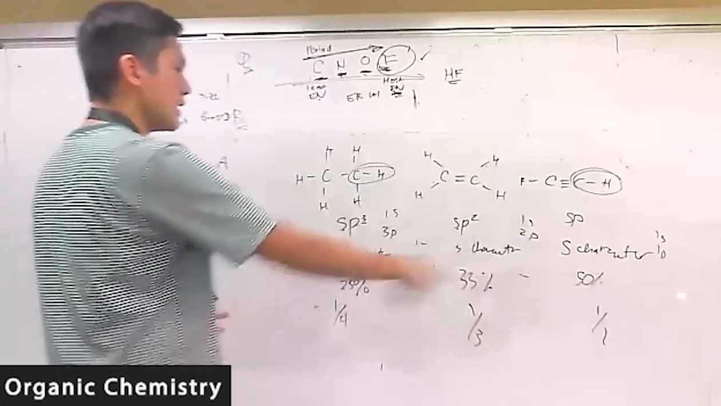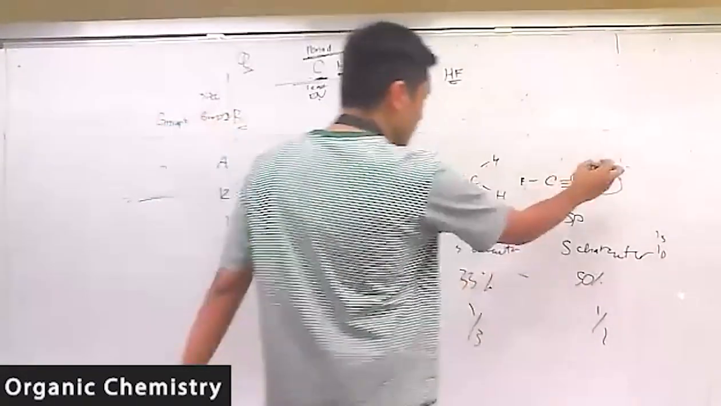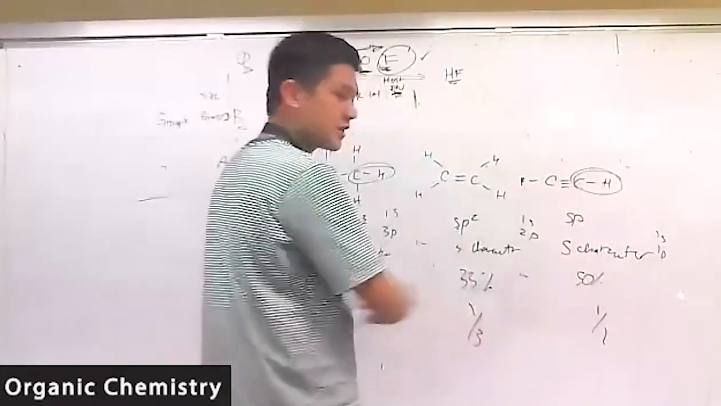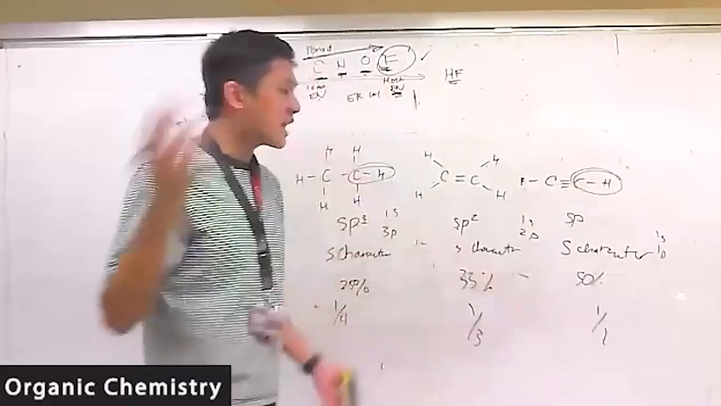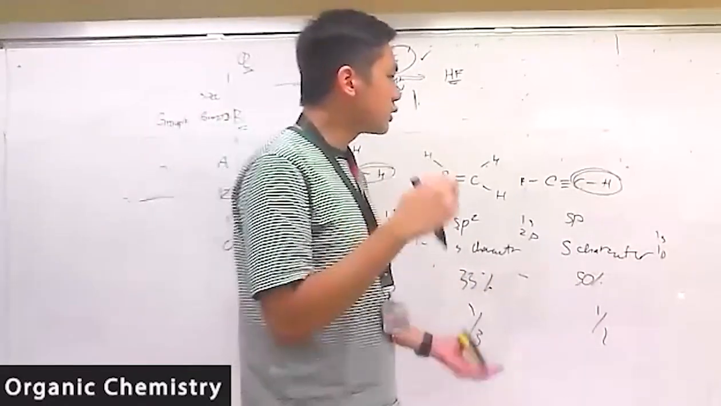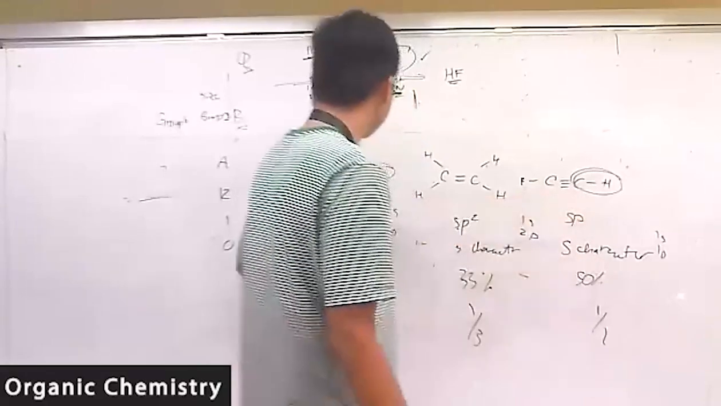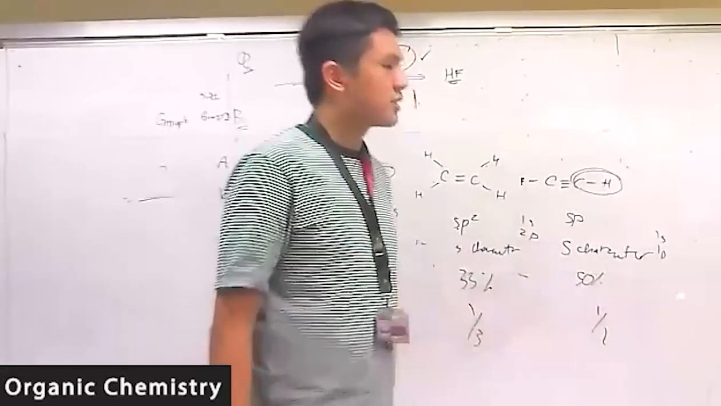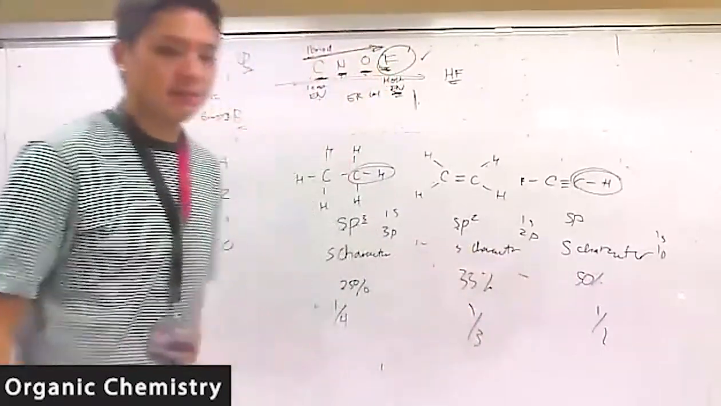So what do we see? As you increase the S character, the more acidic it gets. Why is that so? Because atoms with high S character are able to share that negative charge more efficiently than those with lower S character. So you could see it in this trend right here. So next slide, please.